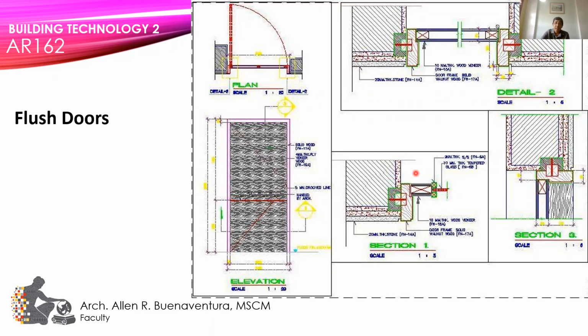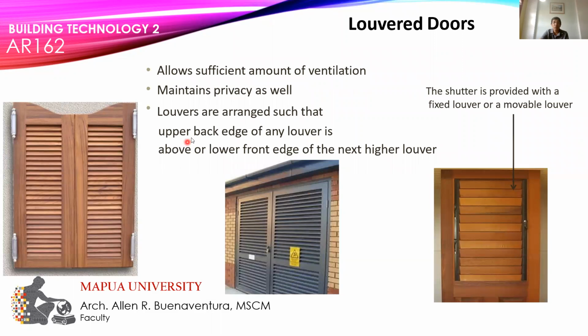Right? So another type of door is a louvered door. It allows a sufficient amount of ventilation and maintains privacy as well. The louvers are arranged such that the upper back edge of a louver is above the lower front edge of the next higher louver. This type of louver can be movable or fixed. As you can see in the picture on the right side, it's a movable louver type door. Sometimes it's fixed. This is commonly used in an electrical room so that ventilation can go inside the room.